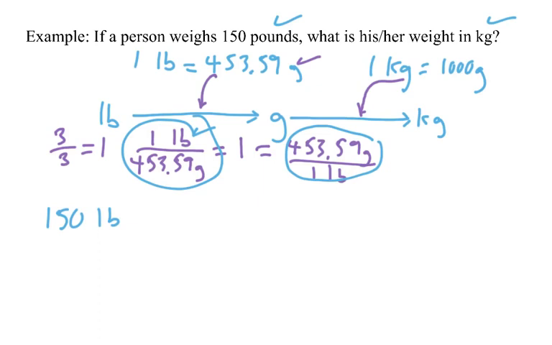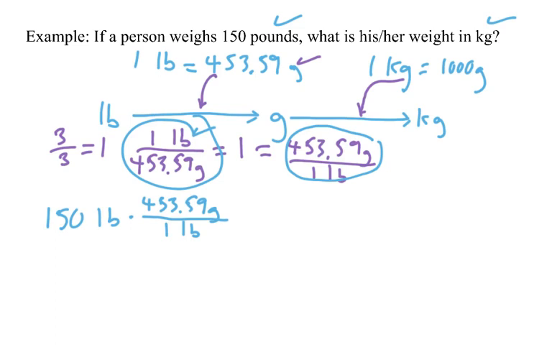If I choose the fraction strategically, I might be able to divide out the units that I'm starting with but no longer want and replace them with units that I'd rather have. What do I mean by that? Well, look at the second fraction and let me multiply the 150 pounds by 453.59 grams divided by 1 pound. Again, that's multiplying by 1, so I'm not changing the value.